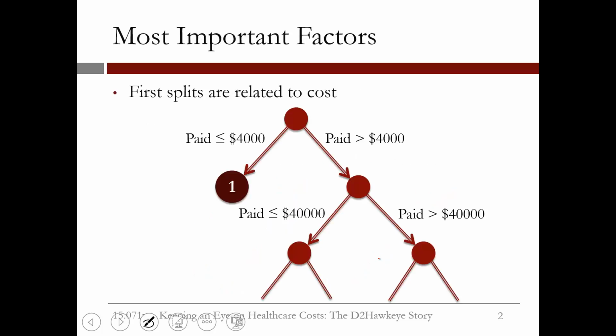In the application of Hawkeye, the most important factors were related to cost in the beginning. So in the beginning, the classification tree involved divisions based on cost. For example, if the patient had paid less than $4,000, this is a bucket 1 classification. If it paid more than $4,000, then we further investigate whether the patient pays less than $40,000 or more than $40,000, and so forth.